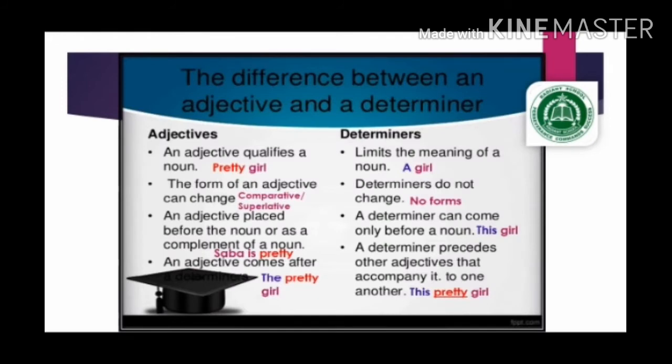Now here, the difference between an adjective and a determiner is very important. You should not confuse them. Let's discuss the difference.